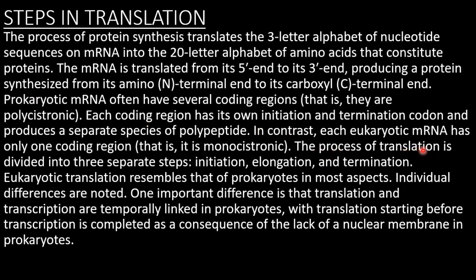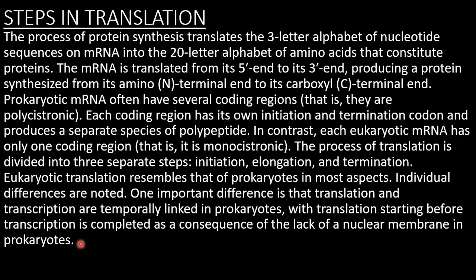Now, the process of translation is divided into 3 steps: initiation, elongation, and termination. Eukaryotic translation resembles that of prokaryotes in most aspects, but you have some differences. And one important difference is that translation and transcription are temporarily linked in prokaryotes, with the translation starting before transcription is completed as a consequence of the lack of the nuclear membrane in prokaryotes. Remember, in prokaryotes, they don't have the membrane. So the ribosomes can access the messenger RNA as it is being transcribed.